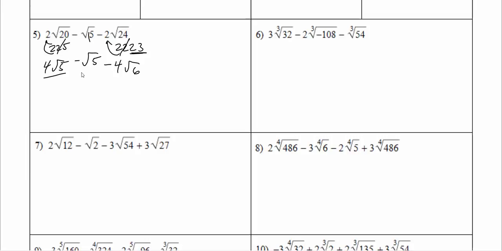Now, these are the only ones that can be combined. I know I kind of drew a line there, but the first one and second one here are the only ones that can be combined. So that's a 3 root 5 minus a 4 root 6.